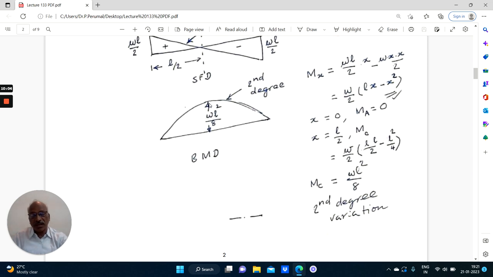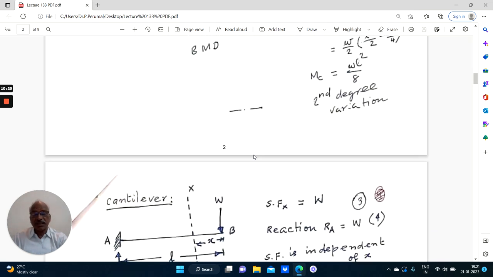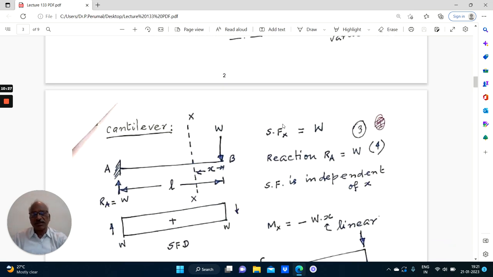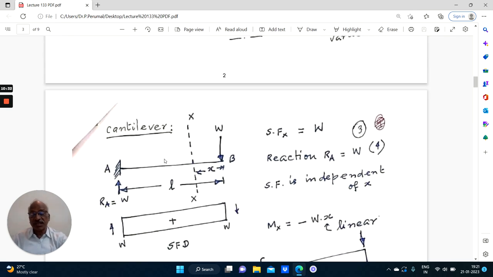But afterwards, in the next higher semester, if a beam is subjected to UDL over the entire span, what is the maximum bending moment? What is the variation? You must be able to say the maximum bending moment is WL square by 8 for a simply supported beam, and the variation is of second degree. Right. So these are two examples in a simply supported beam. Next is that of a cantilever, a cantilever subjected to a point load at the free end.